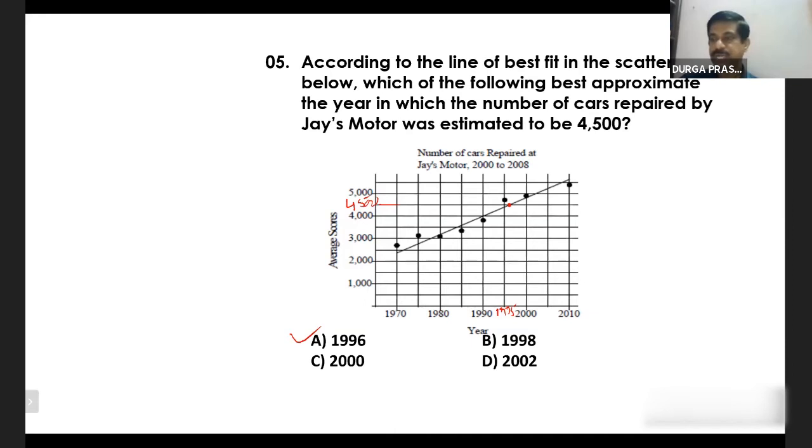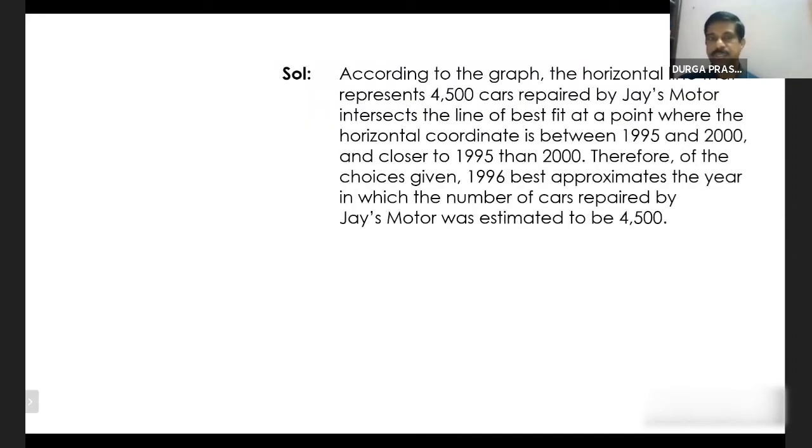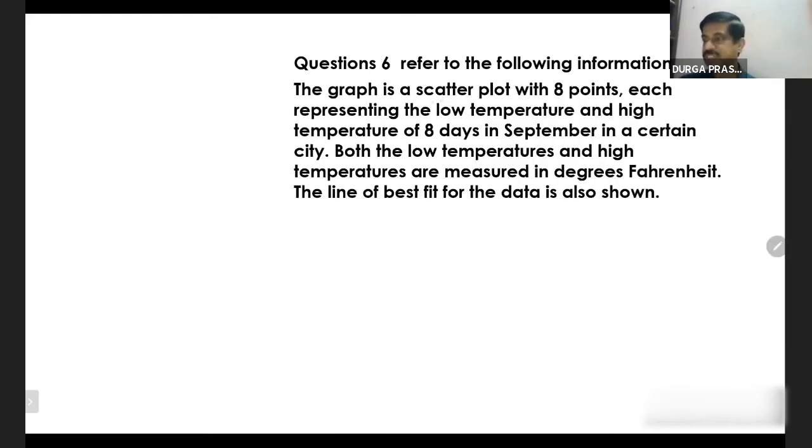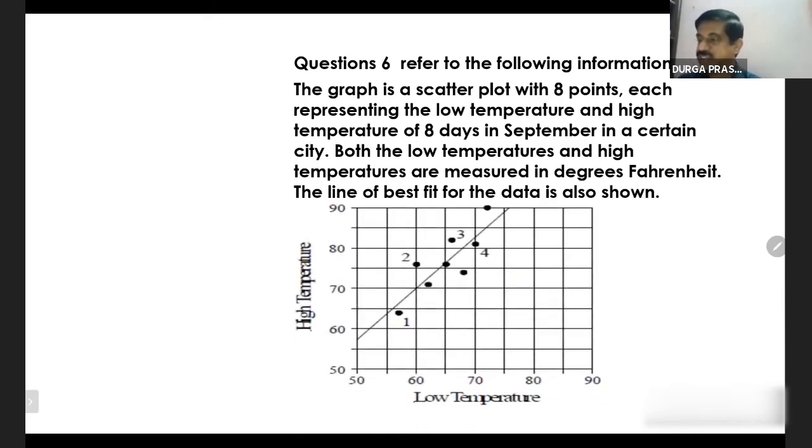Okay, let us go to the next question. So this is fine. Question 6. Refer to the following information. The graph is a scatter plot with 8 points, each representing the low temperature and high temperature of 8 days in September in a certain city. Both the low temperatures and high temperatures are measured in degrees Fahrenheit. The line of best fit for the data is also shown. So this is the line of best fit.